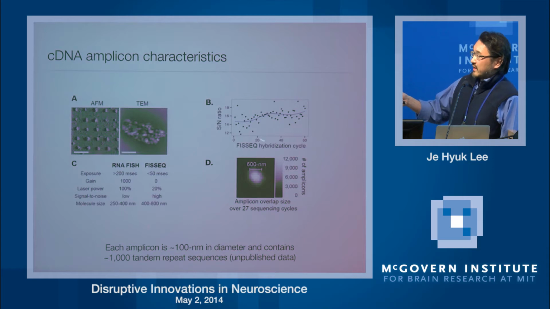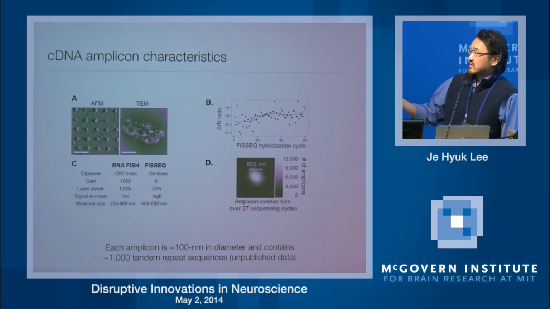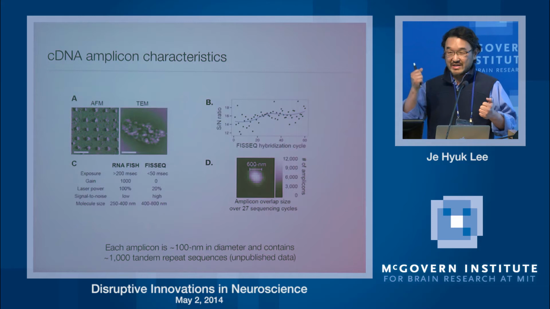This also shows you that we can cycle this, we can hybridize and strip for many, many cycles, and we can still retain a really great signal-to-noise ratio. The value actually goes up, because we did this manually, and by the time you get to 60 cycles, you actually get really good.